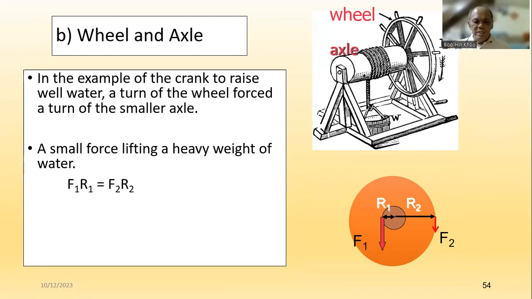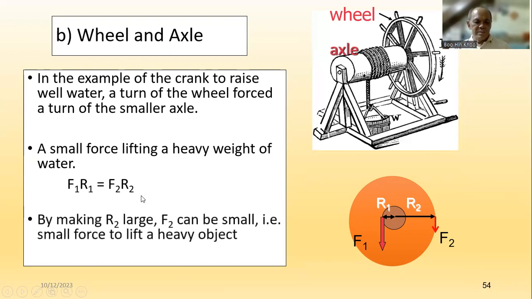Okay, so there's a clockwise moment, there's an anti-clockwise moment, they must balance. So at the wheel, you apply a smaller force to overcome the weight F1, the weight of water that you have to lift up. By making R2 large, F2 can be small. A small force to lift a heavy object. That can be a heavy object.